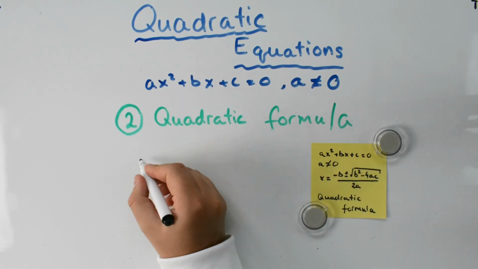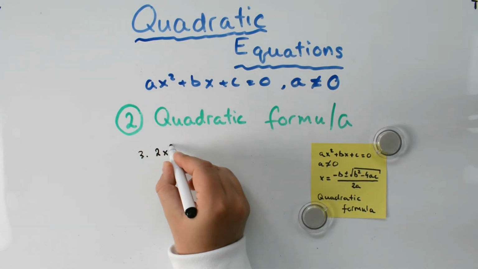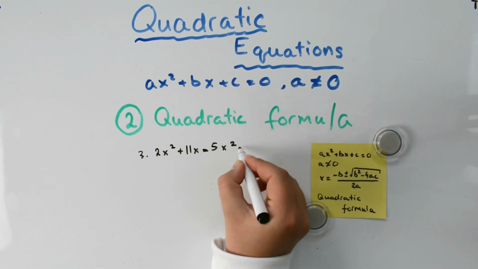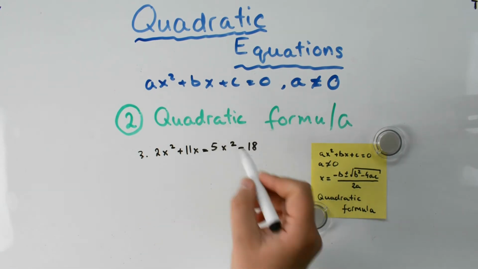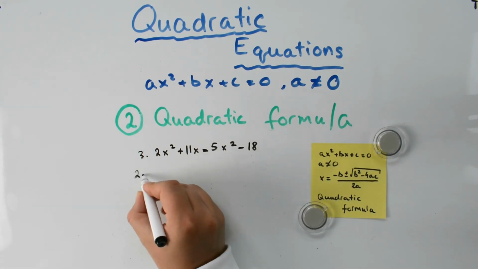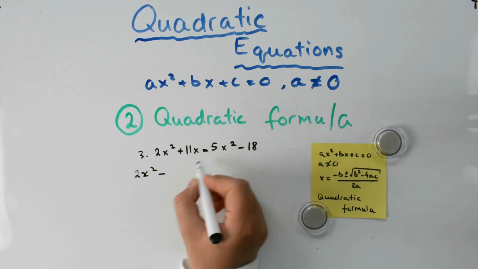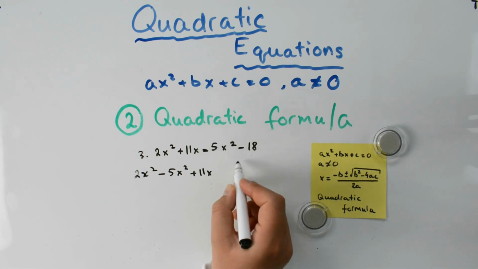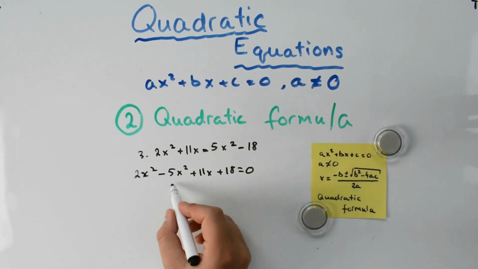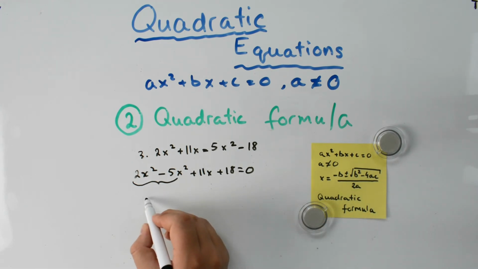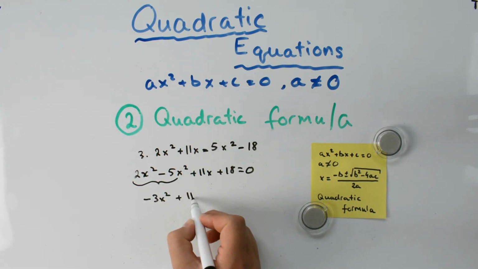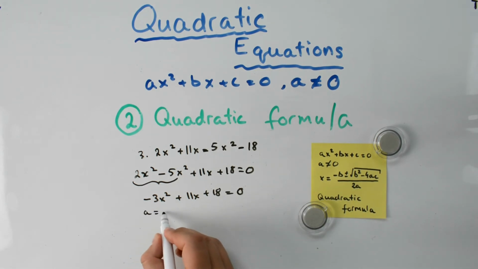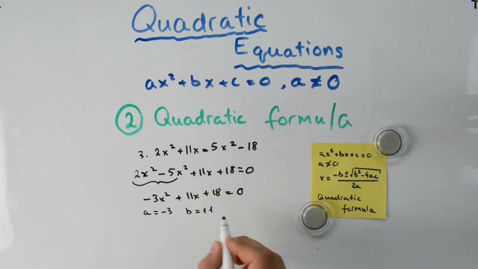Our next is question 3, and it's the final question. So we have 2x squared plus 11x equals 5x squared minus 18. As you can see, it's slightly different. It's not in standard form, so the first step is you need to rearrange it to make it standard form. So I'm gonna move the right hand side to the left hand side, so we have the right hand side equal to 0, and it all simplifies as minus 3x squared plus 11x plus 18 equals 0. So our a is minus 3, b is 11, and c is 18.